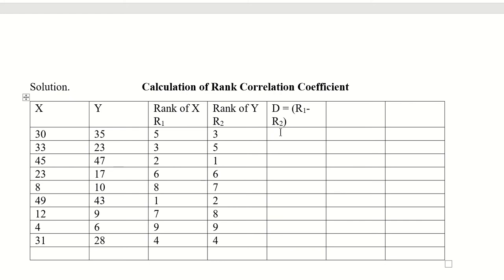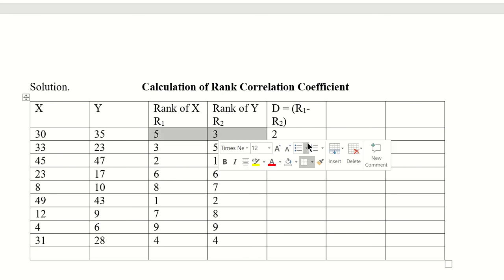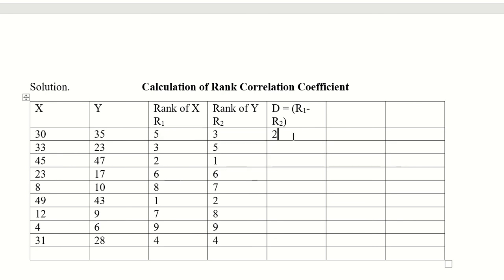So here we get 5 minus 3, 2. These ranks I'm subtracting. 5 minus 3, 2. Then 3 minus 5 is minus 2. 2 minus 1 is 1. 6 minus 6, 0. 8 minus 7, 1. 1 minus 2 is minus 1. 7 minus 8 is minus 1. 9 minus 9, 0. 4 minus 4, 0. Now we will calculate D square.